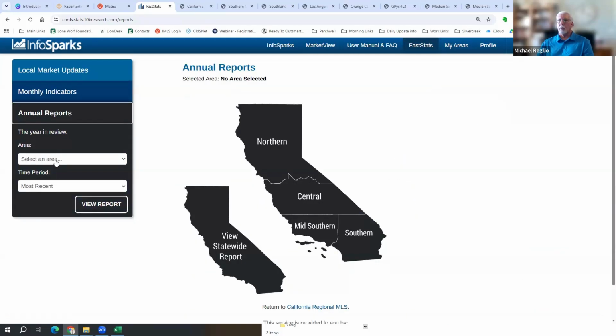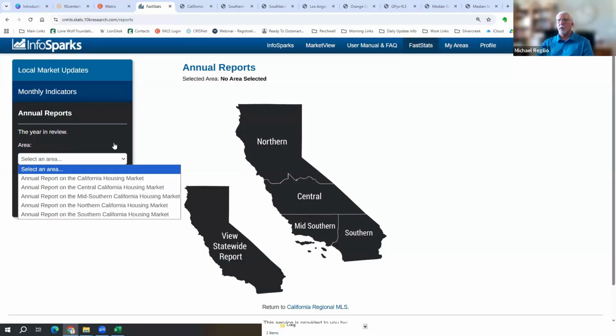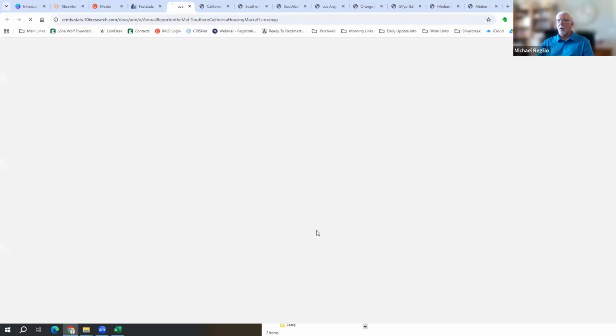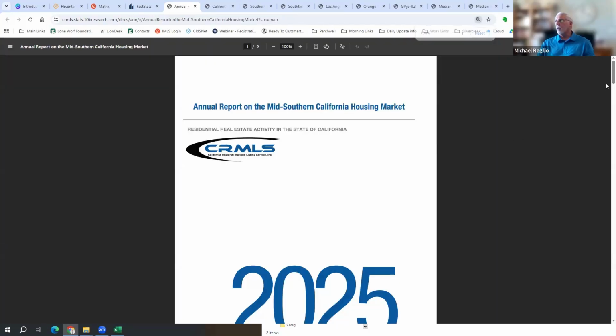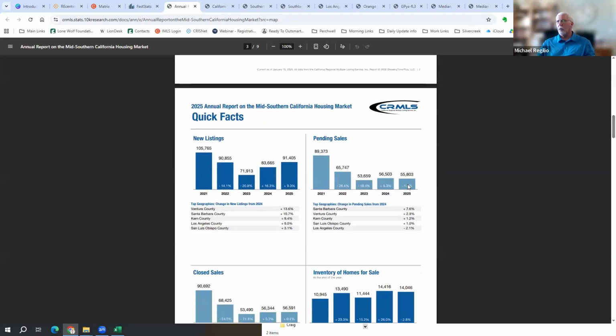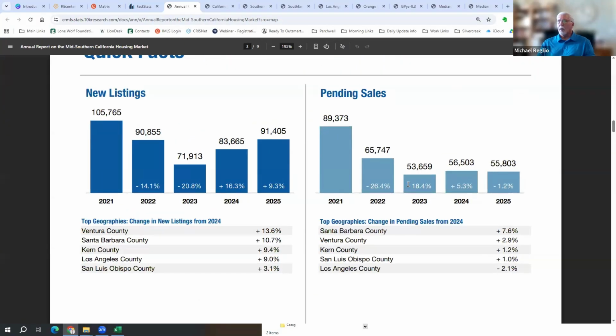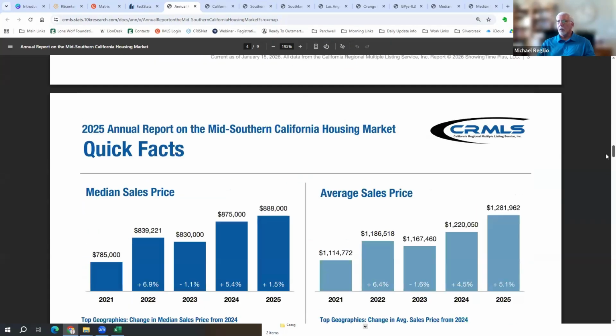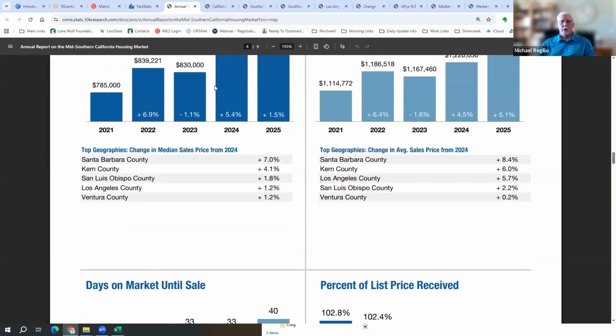And then you have the annual reports. So this is done once a year at the end of the year, right? We have the statewide. We're in the mid-southern, and this gives you LA County and the surrounding counties. And it gives you a bunch of different data points and information. There's a lot to these.